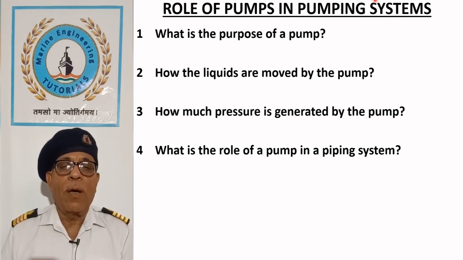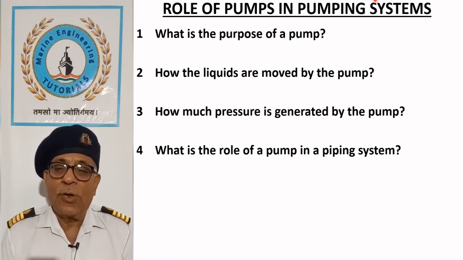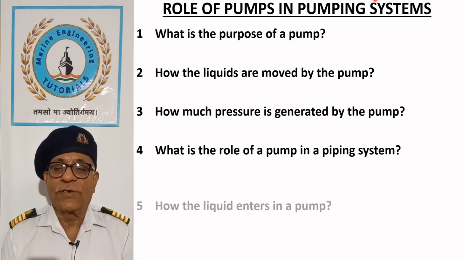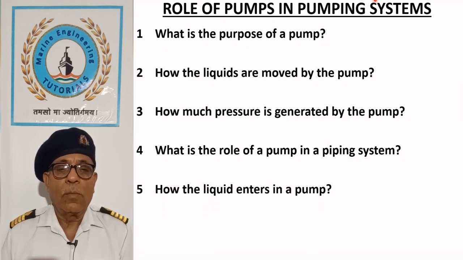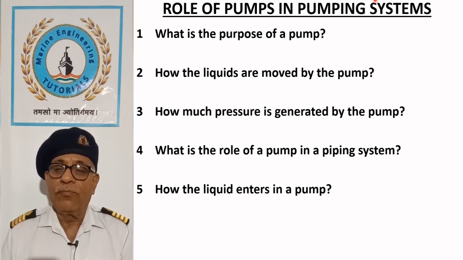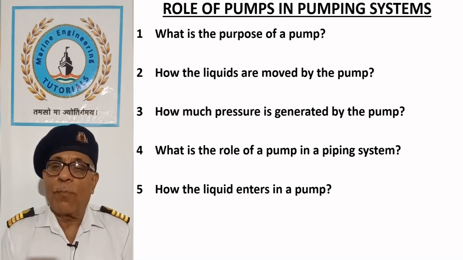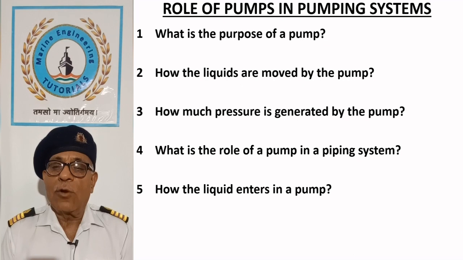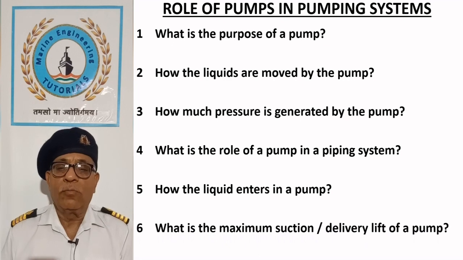What is the role of a pump in a piping system? The pump divides the piping system into two parts, namely the suction and delivery sides, and each side has its own characteristics. How does the liquid enter a pump? The liquid must flow to the pump on its own, either due to the head of the tank or due to the head caused by atmospheric pressure acting on the suction side of the pump.